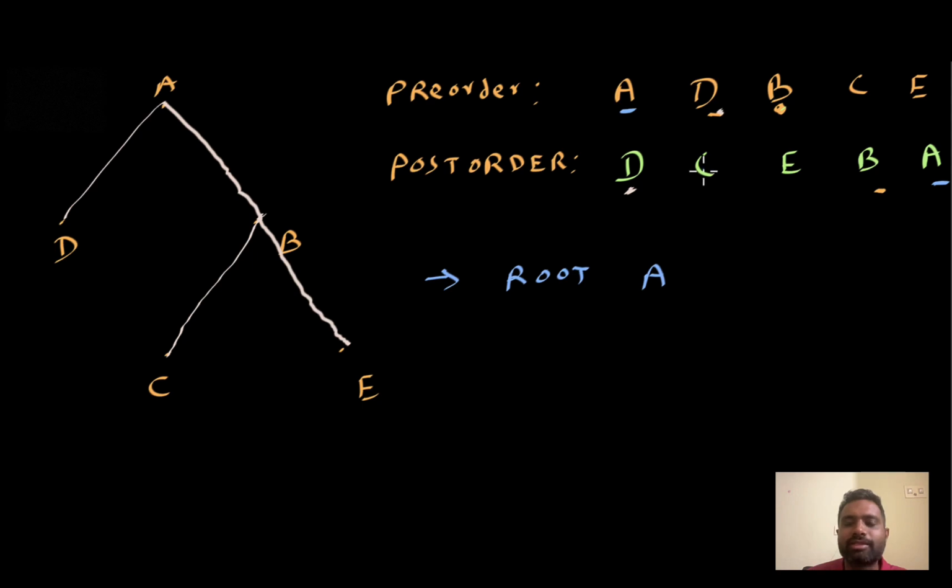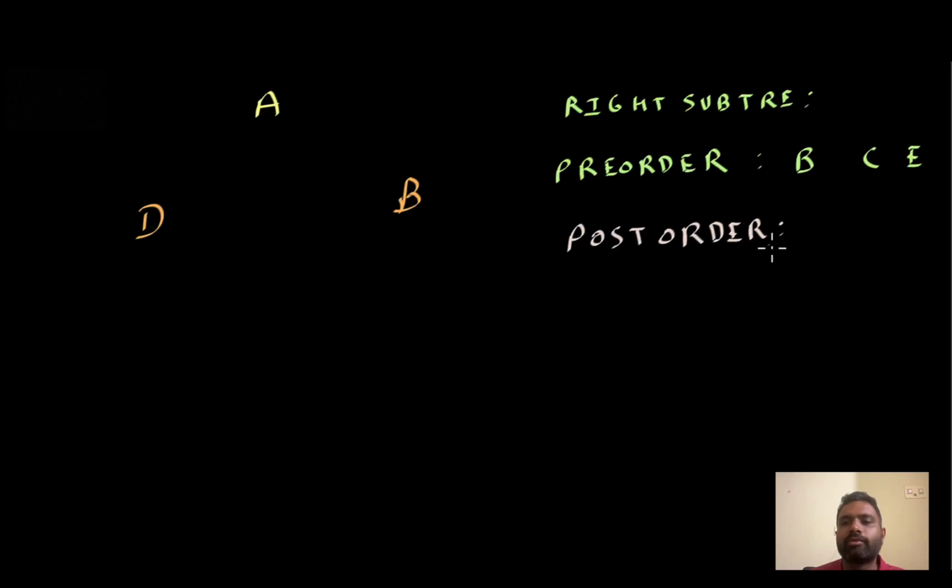The left subtree is just a node D, there is no other node. So from C to B, that is the postorder traversal of the right subtree. So C, E and B is the postorder traversal of the right subtree. Now again follow the same procedure. In the right subtree, the root will be the first node in the preorder, B, or the last node in the postorder. So root will be B.